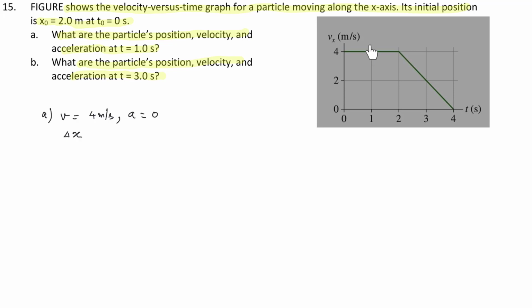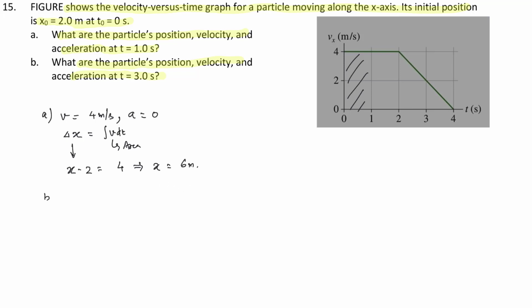And to find position, we'll use delta x equal to integral v dt instead of x equal to integral v dt. So from 0 to 1 second, the area of the shaded region is 4, and delta x is x minus 2. So x minus 2 is equal to 4. So x is equal to 6 meter.